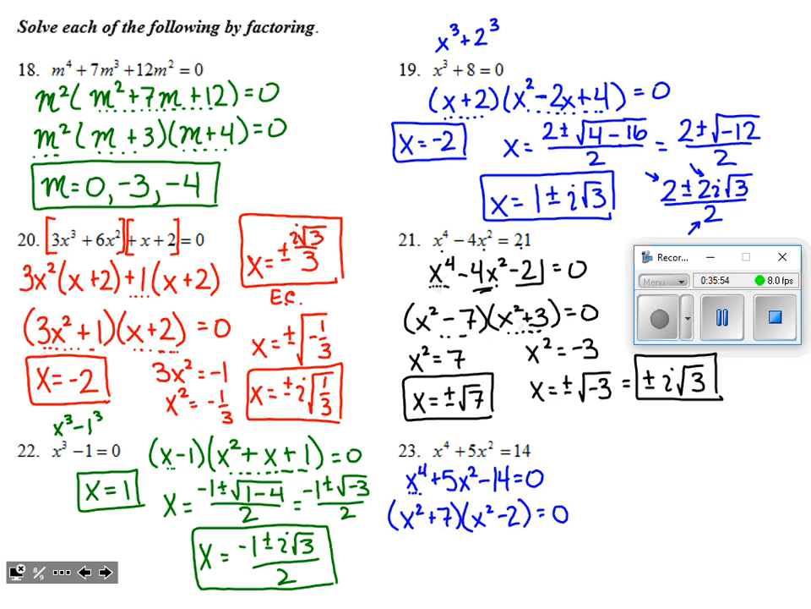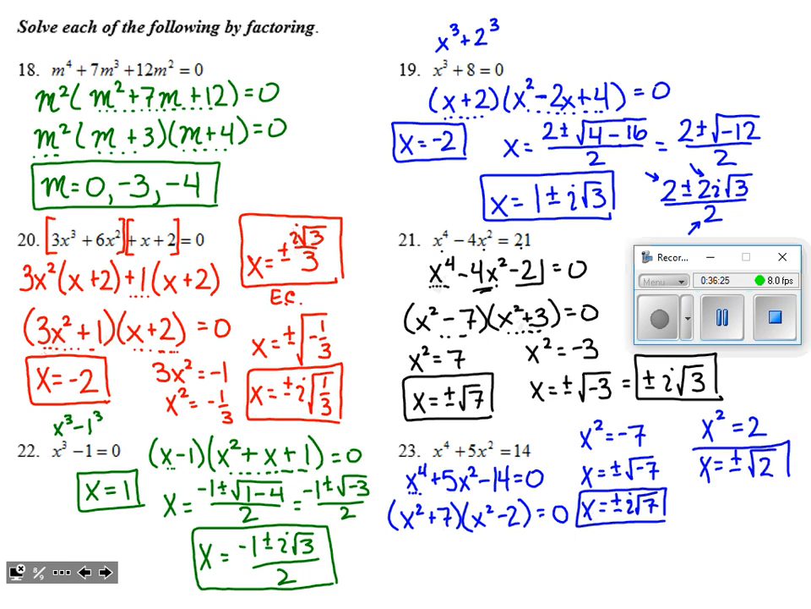For that first factor, if I set that equal to 0, I'll get x squared equals negative 7, and then square root both sides, x equals plus or minus square root of negative 7. And those are imaginary solutions, so plus or minus i root 7 should be that answer. For the second factor, I would have x squared equals positive 2 as I set it equal to 0 and start to solve. I would square root both sides, which means plus or minus the square root of 2. Solutions coming out of that.